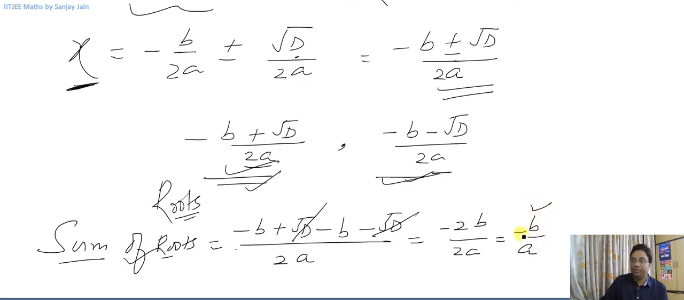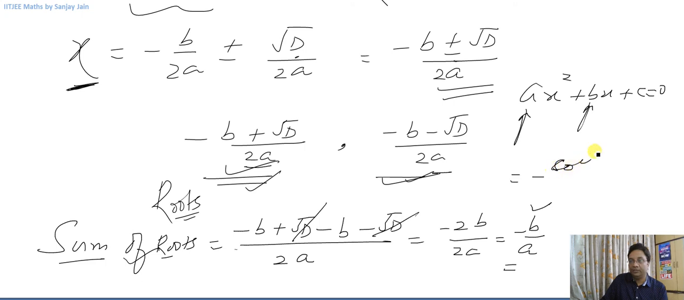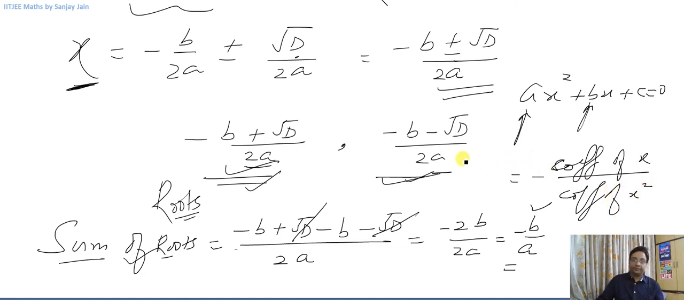What is b? b is the coefficient of x. So you remember this quadratic equation that we started with? b is the coefficient of x, a is the coefficient of x square. So the sum of roots in this quadratic equation is equal to negative coefficient of x divided by coefficient of x square, right? Similarly, we can look at the product of roots.